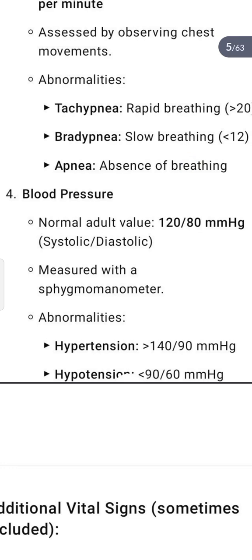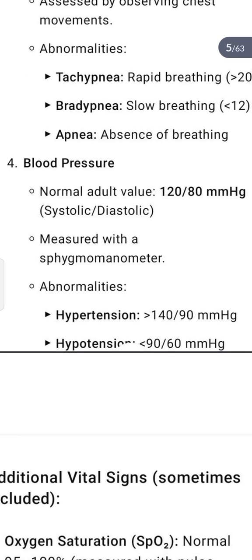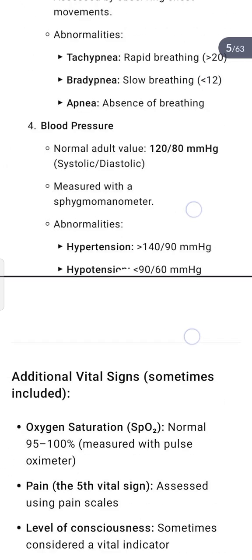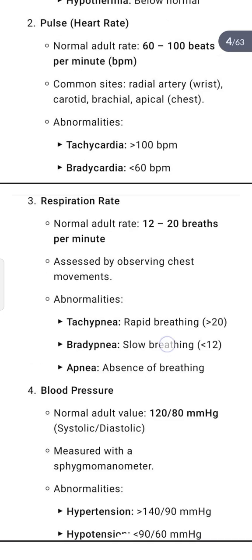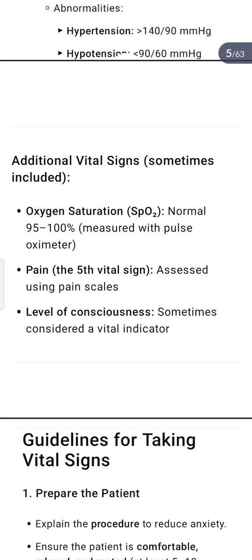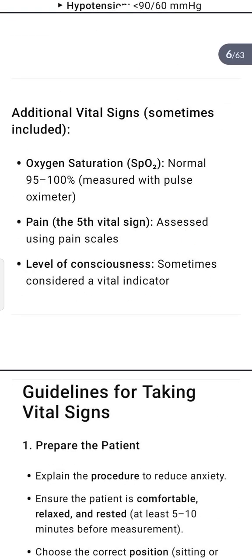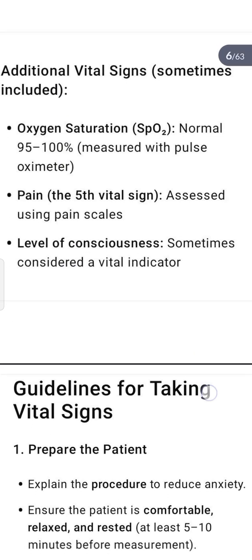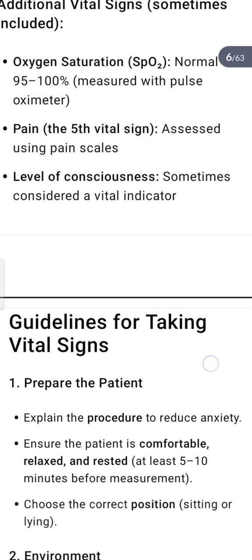Now we have blood pressure. Normal adult values are 120/80 mmHg. It is measured with abnormalities, you can see hypertension and hypotension. So yes, you can write all these in your notes. Additional vital signs, as I told you earlier: oxygen saturation, normal is this, and pain is the fifth vital sign. It is considered, along with level of consciousness, sometimes a vital indicator.